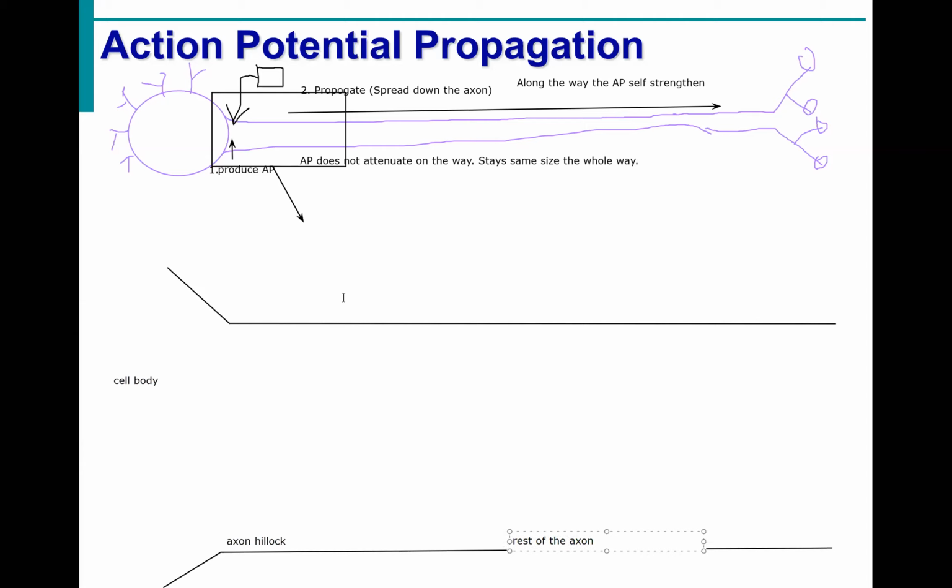Now, as we've talked about, starting at the trigger zone and continuing the entire length of the axon, what makes the axon so special is that it has those voltage-gated sodium and voltage-gated potassium channels that travel the entire length of the axon. And I know these are not uniform and they're not equidistant, but I'm just trying to do this quickly, but you get the idea. These are our channels.